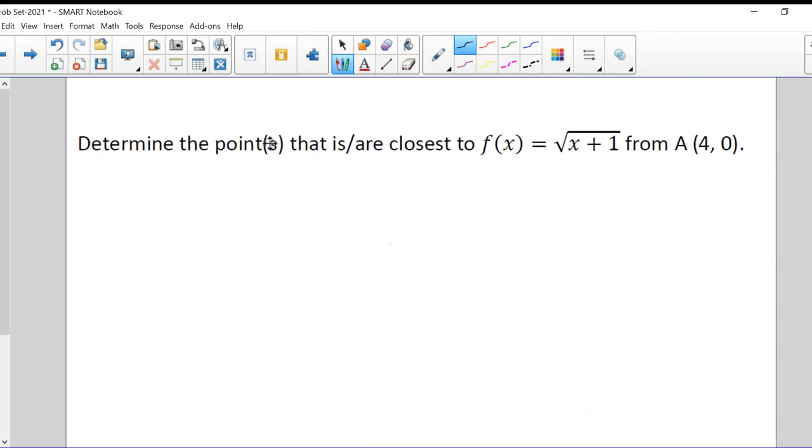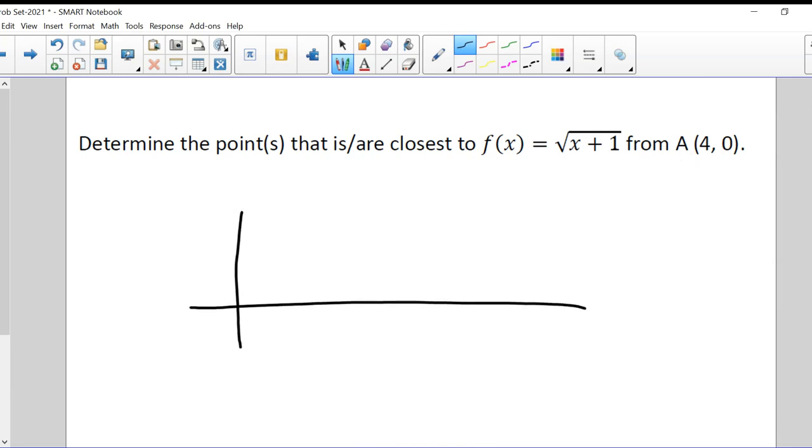Determine the point or points that is or are closest to f of x is equal to the square root of x plus 1 from the point A, which is at (4, 0). Let's draw a little diagram of that.